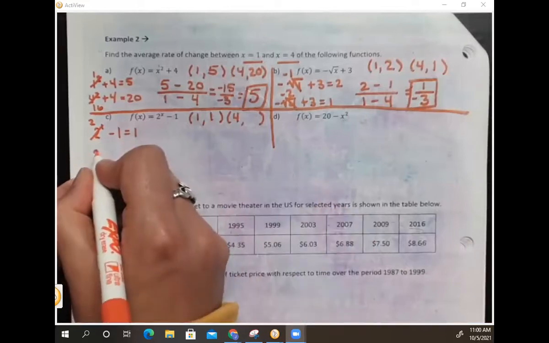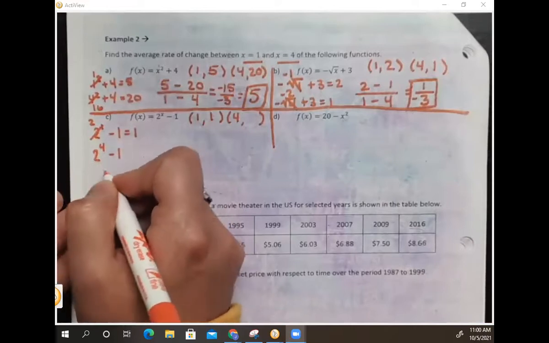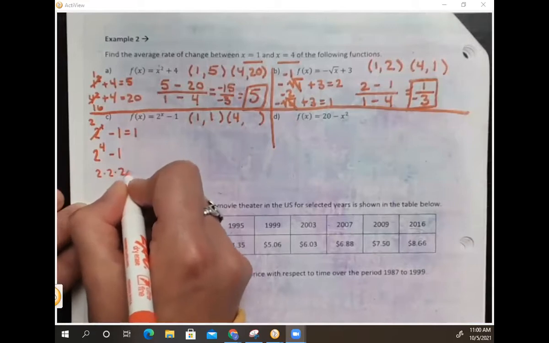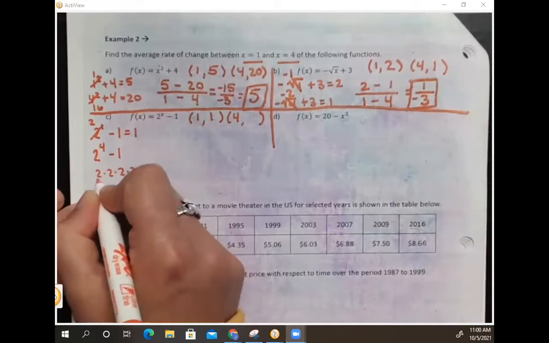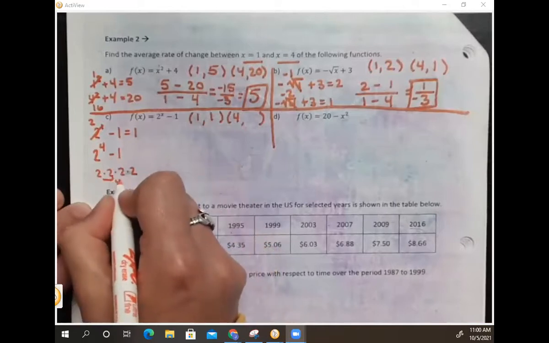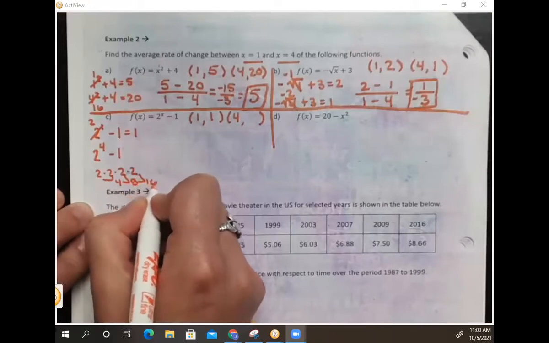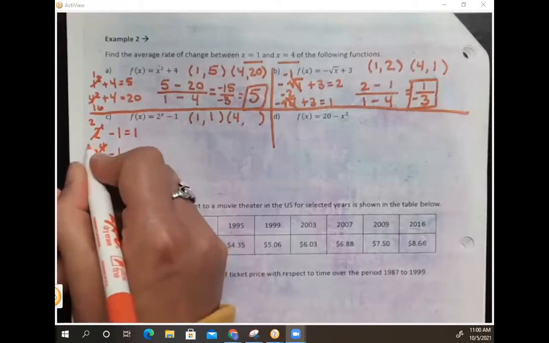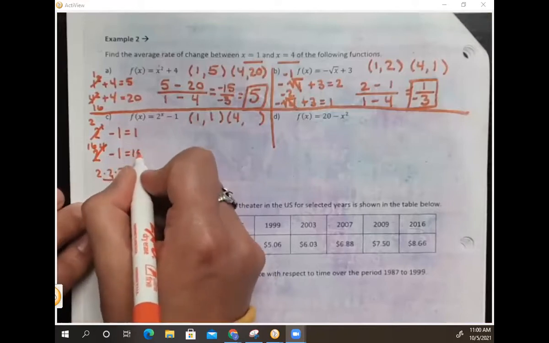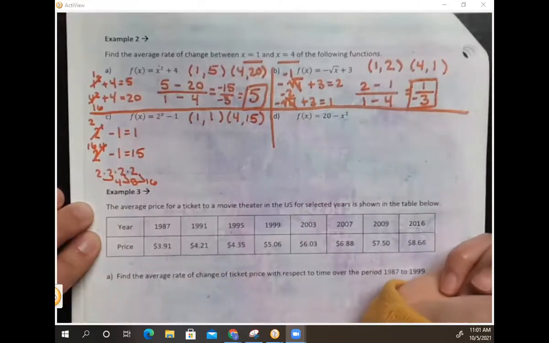And then I'm going to plug in 4 for x. So I get 2 to the 4th minus 1. Remember, 2 to the 4th means 2 times 2 times 2 times 2. Okay, I've got 4 of them that I'm multiplying together. 2 times 2 is 4. 4 times 2 is 8. 8 times 2 is 16. So 2 to the 4th gives me 16. 16 minus 1 is 15. So I have the point 4 comma 15.